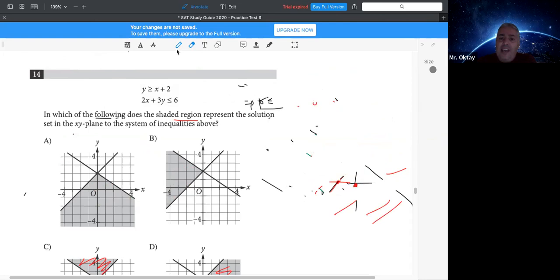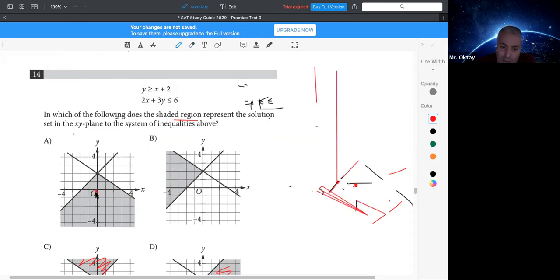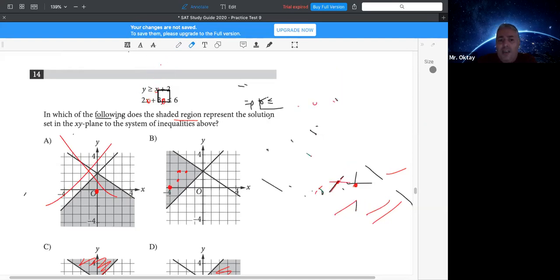Again, take any number. So here, put 0, 0. Is that correct or not? 0 is greater than or equal to? Of course not. So this is not the solution. Finished. So take any number. You can take this number, this number, everything. But let me take this one, it is easier for me. X is negative 4, y is 0. So put it here now.